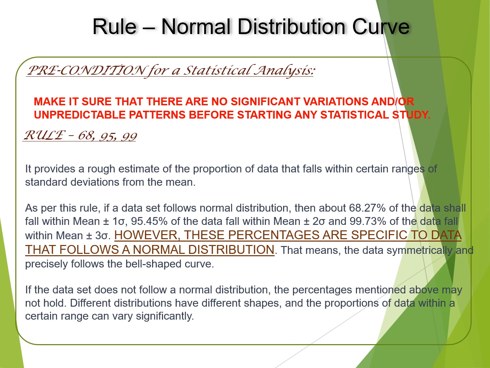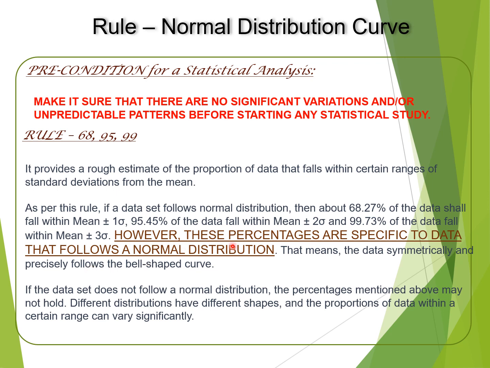Similarly, in a normal distribution curve, 95.45% of the data shall fall within mean plus minus 2 sigma, that is plus minus 2 into standard deviation. And further, 99.73% of the data shall fall between mean plus minus 3 sigma. So this is the rule for a normal distribution curve.